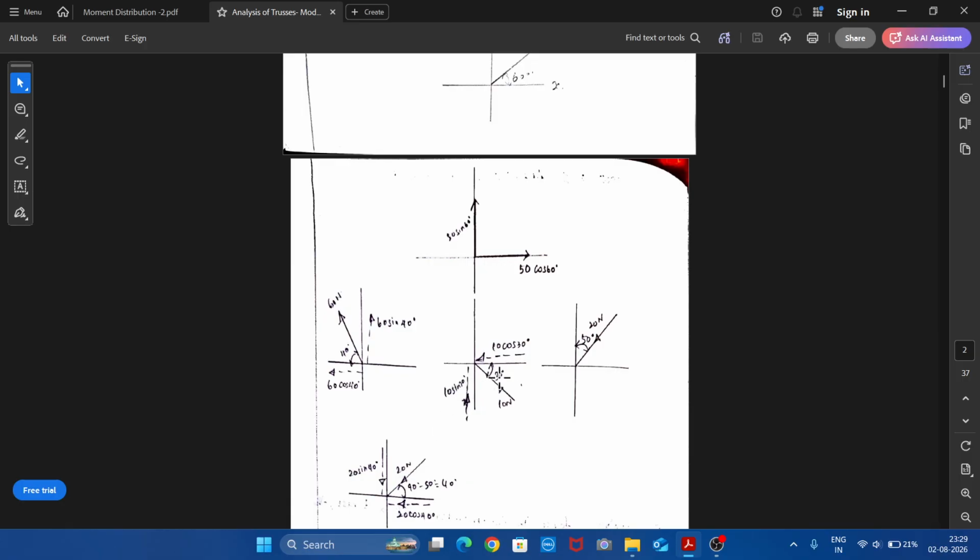Provided theta should be with respect to the horizontal axis. That is more important. So after resolving, where will the force move? That will decide the direction of the component. So if I resolve horizontally, the arrowhead will move towards left like this.